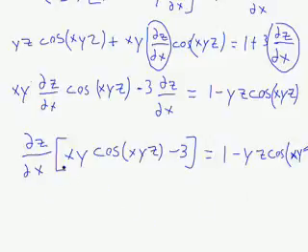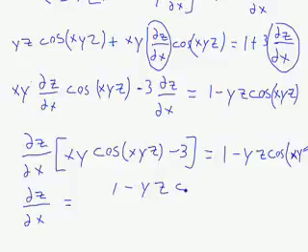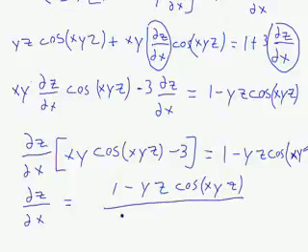Okay, and then the last step is just to divide by the quantity in brackets. The partial of z with respect to x equals 1 minus y times z cosine xyz, divided by x y cosine xyz minus 3.